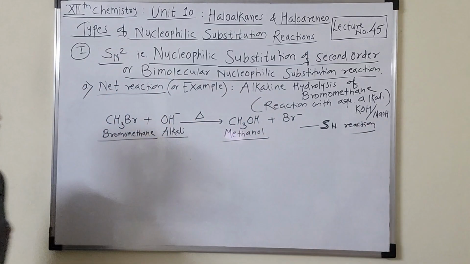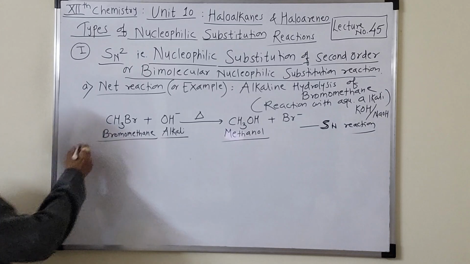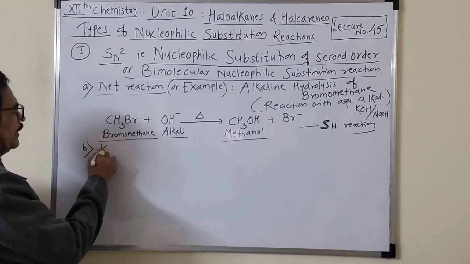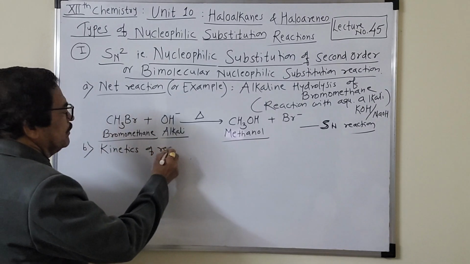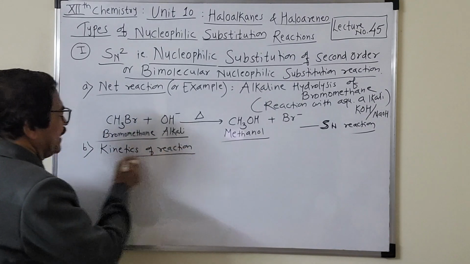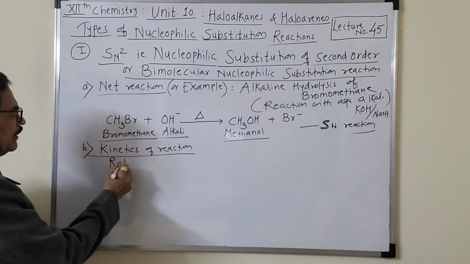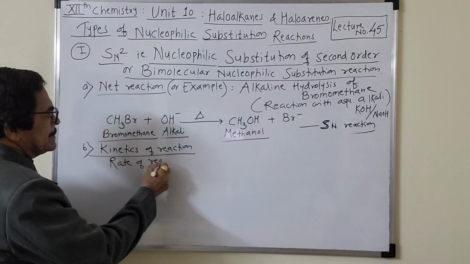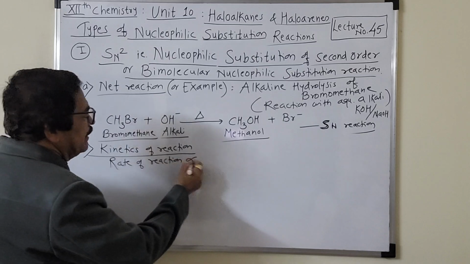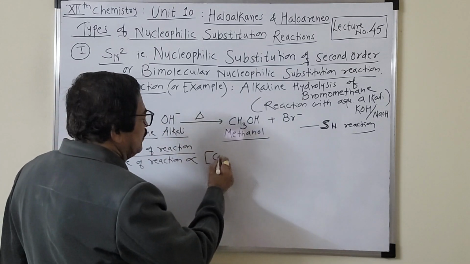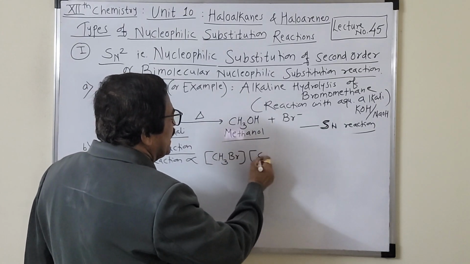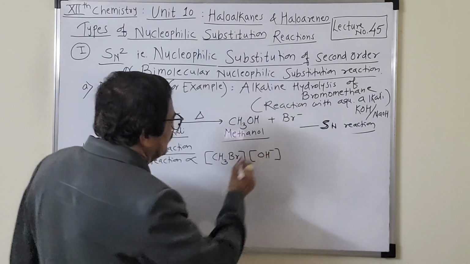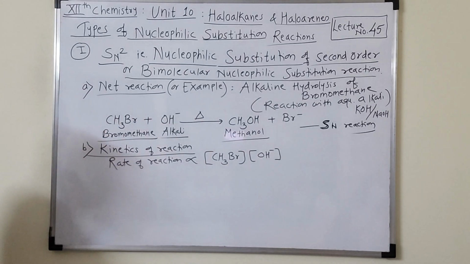Now why is it called SN2? That we shall learn in the kinetics of the reaction. Number B. It has been observed that the rate of reaction is directly proportional to the active mass or concentration of both the reactants. Which are those two reactants? Methyl bromide, that is bromomethane, as well as OH minus.